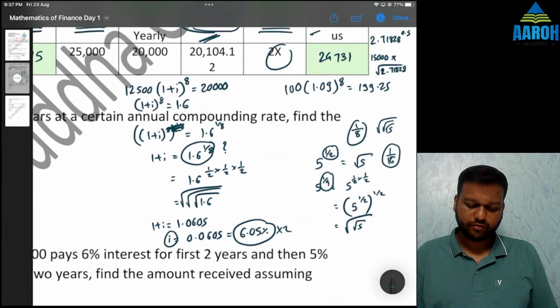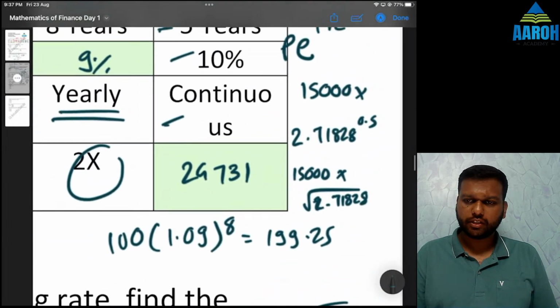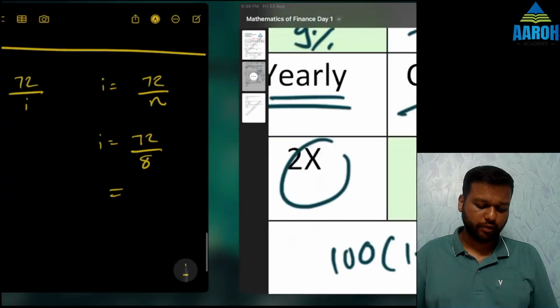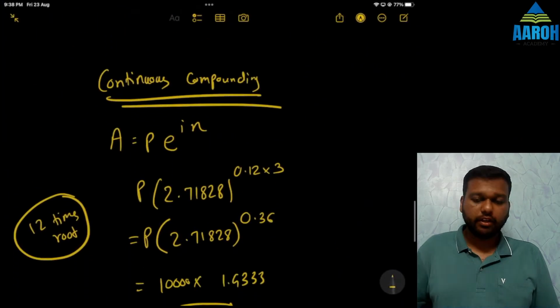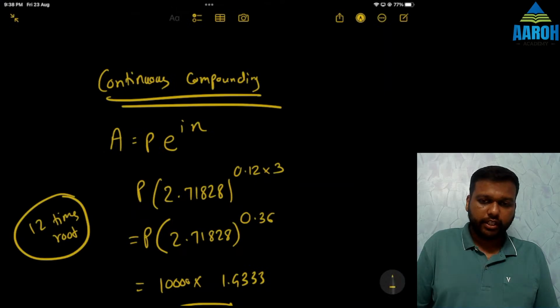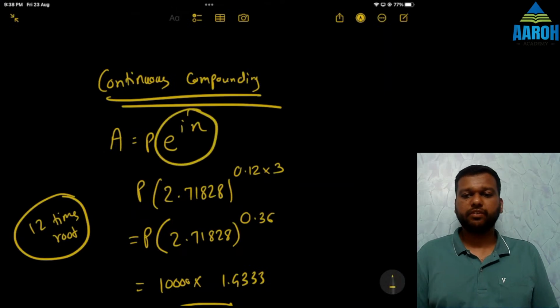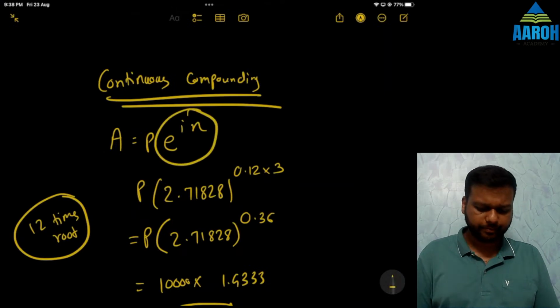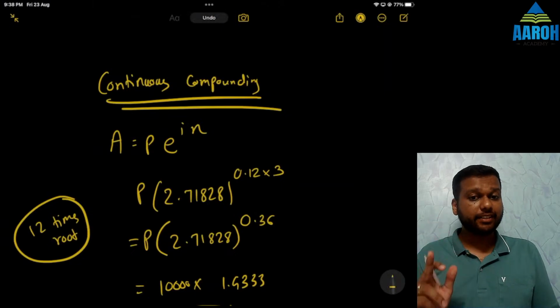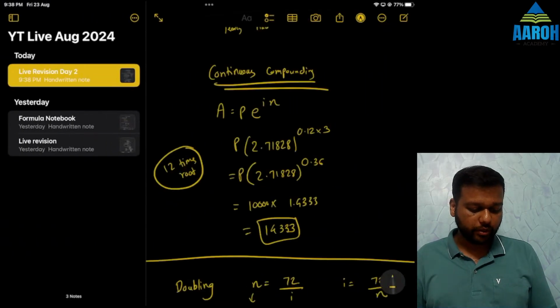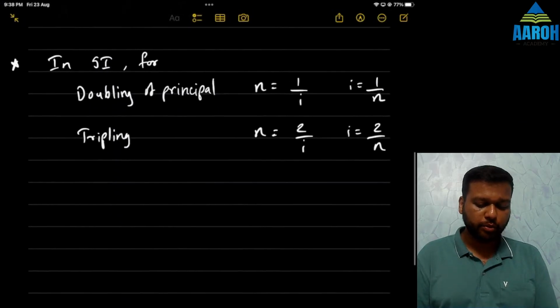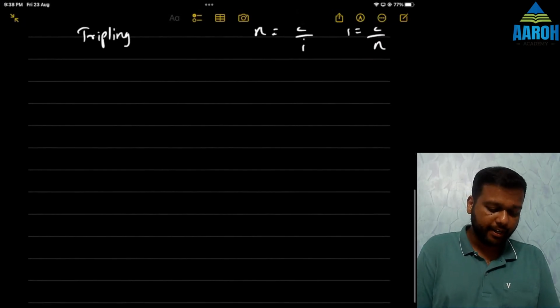Okay, you want to see this continuous formula. Formula is this: amount is equal to principal into e raised to interest rate into number of years, I n. That's it. Like yesterday I mentioned, always note everything in your formula notebook. Make a formula notebook mandatorily.